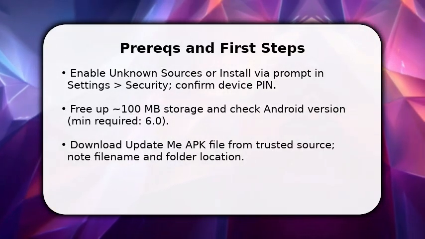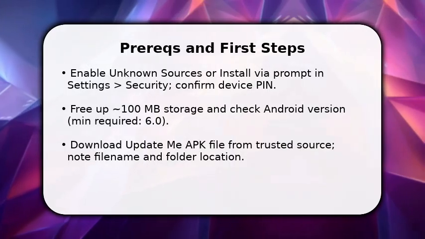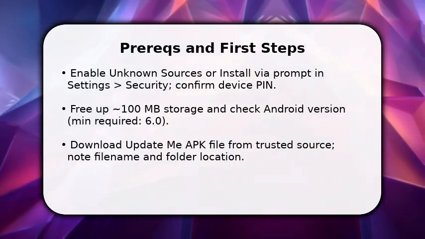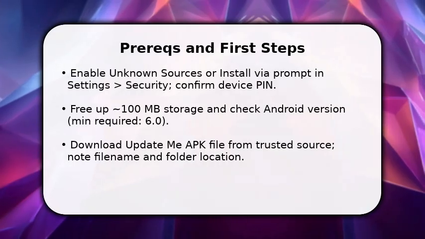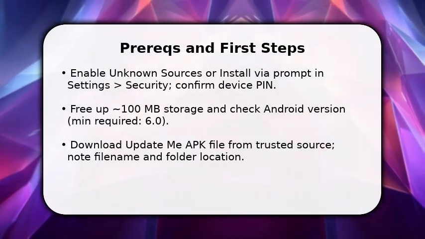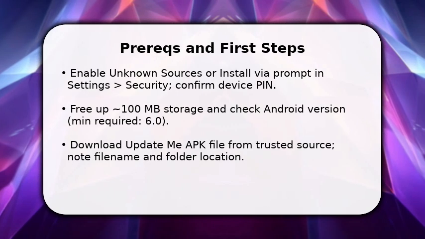You should download the UpdateMe APK to a known folder. Remember the exact file name. This lets you find the file immediately when you begin installation, which saves time and prevents interruptions.